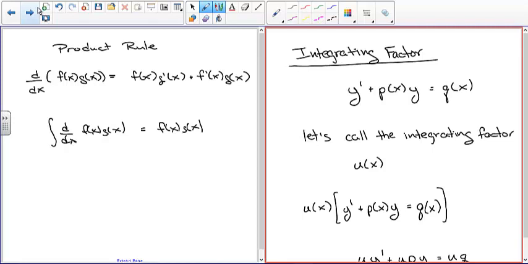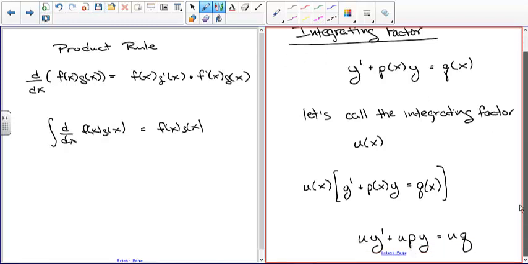Now I'm going to remove a few things that bog you down. Instead of u of x, I'm just calling it u. Instead of p of x, I'm calling it p. Instead of q of x, I'm calling it q. So what I'm going to do first is multiply this function, which I don't know yet, and distribute it to each term in the original differential equation. So I'll get u times y prime plus u times p times y is equal to u times q. Okay.